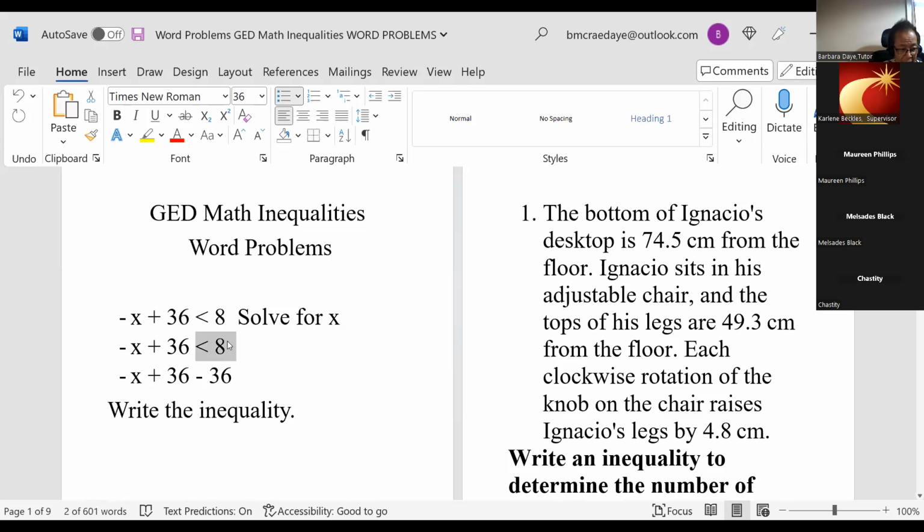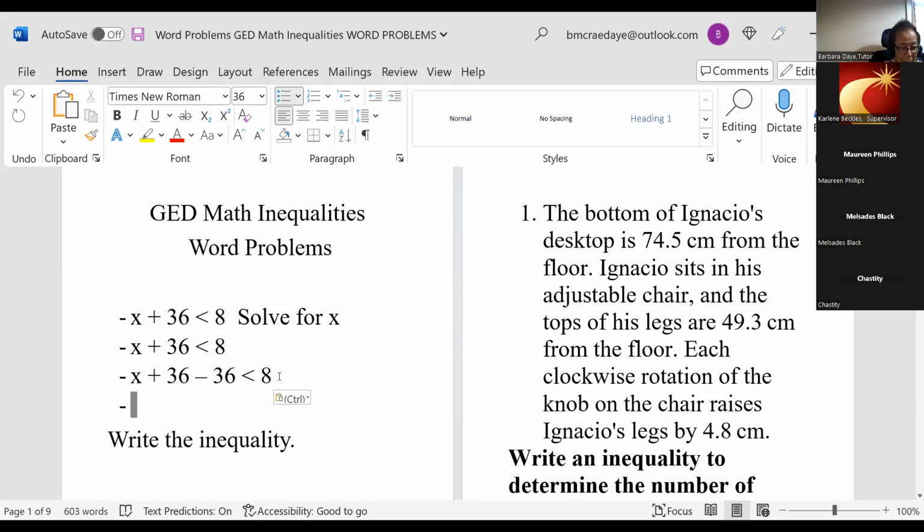So let me just copy that there. Okay, so that would be minus 36 on the right side. So just like with equations, to keep them in balance, you do the same thing on the left as on the right. And with inequalities, that same rule holds. So Mercedes, what do you have left on the left side? I have minus x. Minus x. Plus 36 minus 36 is 0.